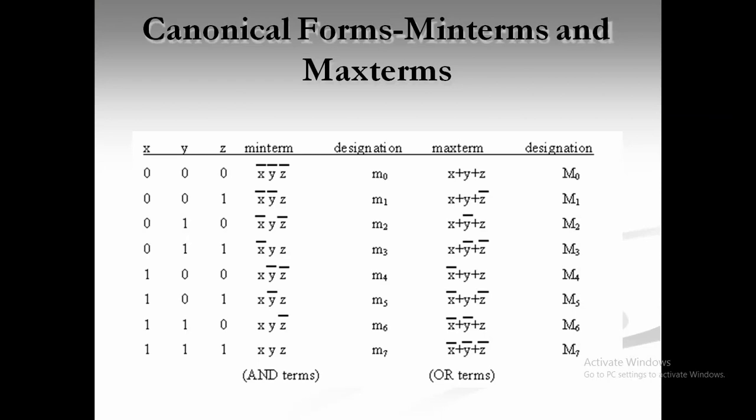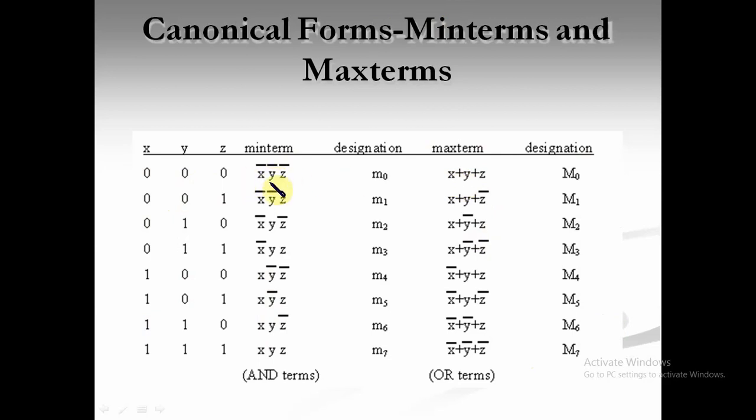These are some canonical forms. Here we are given 0 to 7 terms. What will be the min terms and what will be the max terms? What is the designation? It will be given. We have already seen all the charts previously, but we see one example. When we take x, y, z, that is the 0, 0, 0 term, in min term the 0 will be noted as a bar, and in max term 0 will be noted as a without bar.